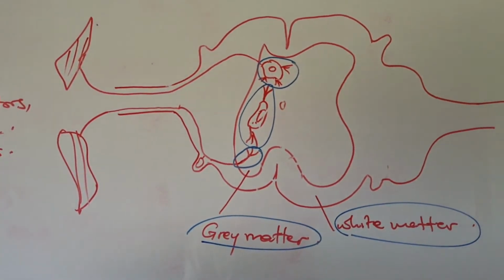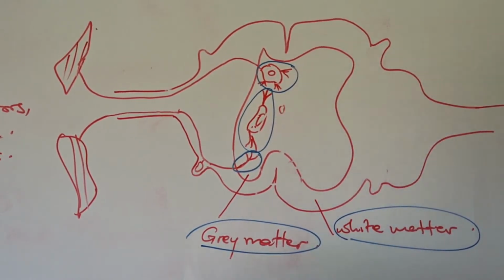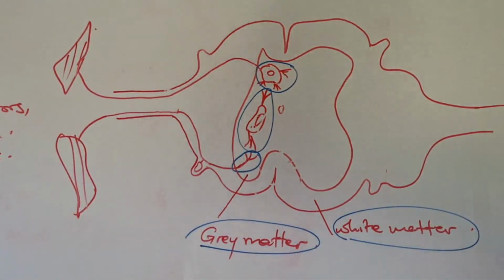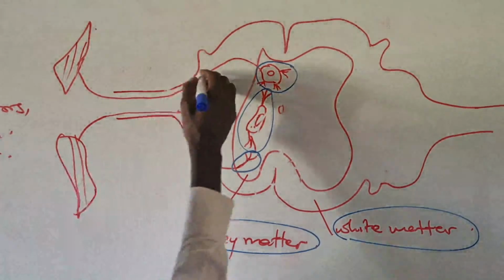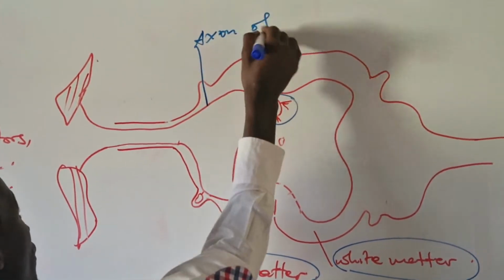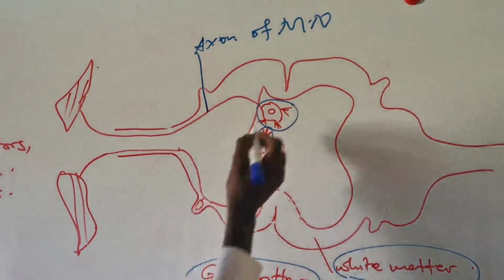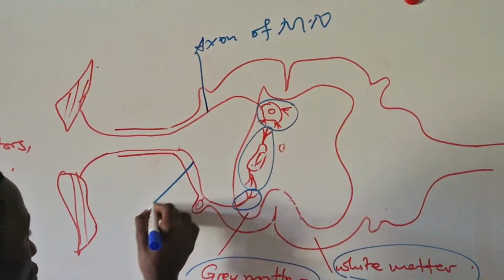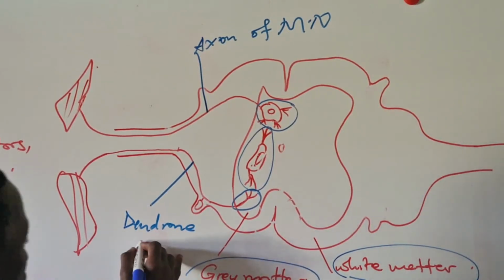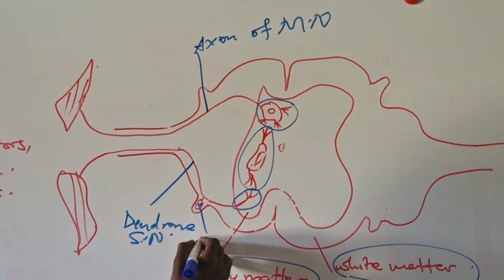parts of the neurons of the peripheral nervous system in the gray matter. The other structures of the peripheral nervous system are located outside the gray matter, and these include the axon of the motor neuron. So this is the axon of the motor neuron, and the dendron of the sensory neuron. This is the cell body of the sensory neuron.